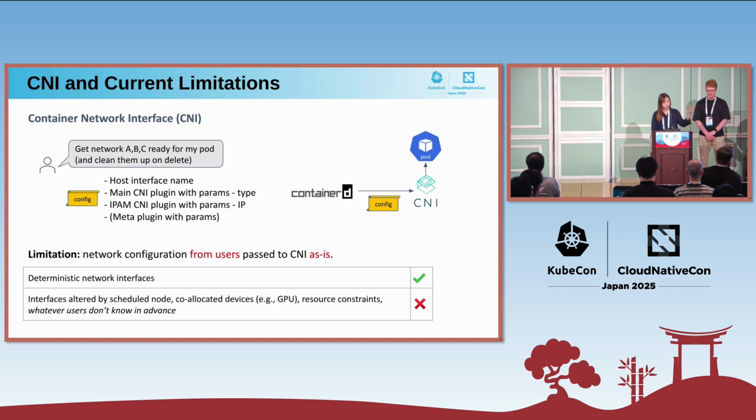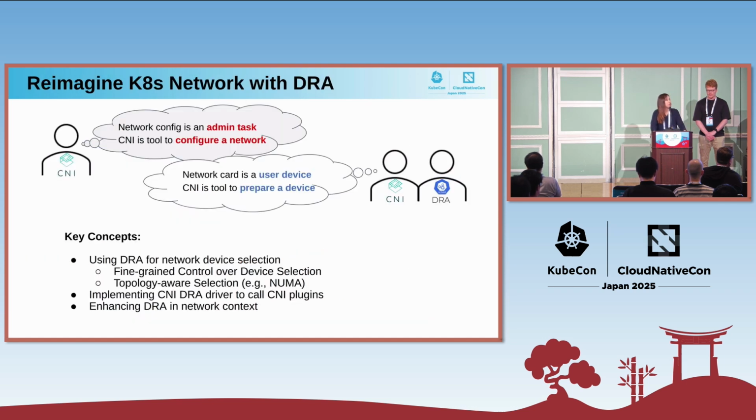So that's where we come to the current talk: reimagining Kubernetes networking with DRA. With only CNI, maintaining network stuff is an admin task. Those are the main configurations; the user chooses it, and CNI is a tool to configure the networks. But with DRA, now we have a partner, we have a friend.